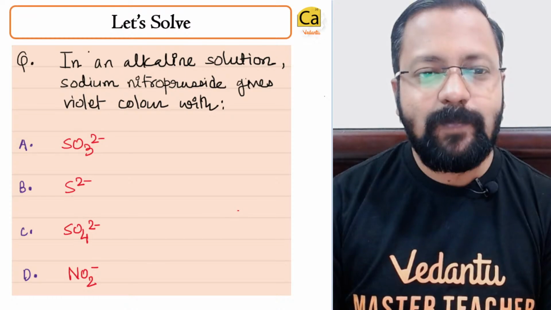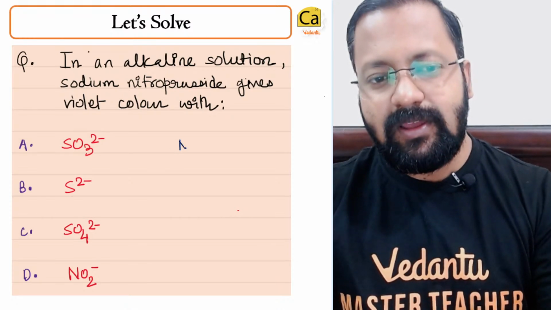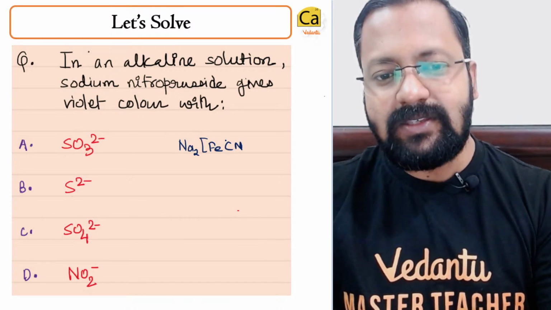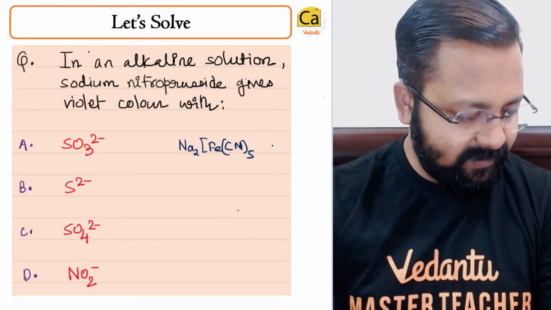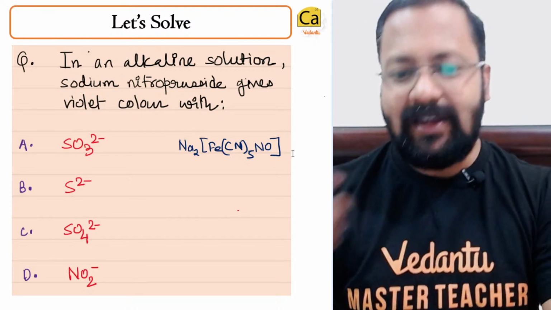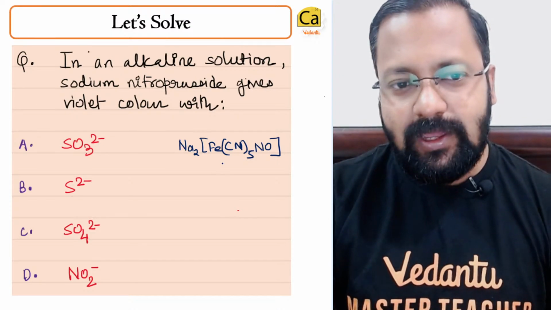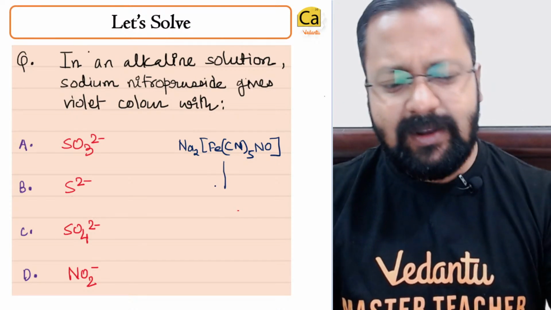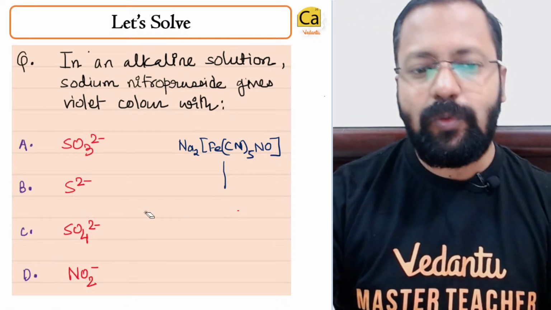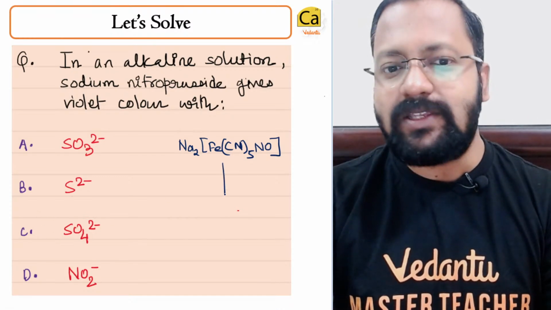The sodium nitroprusside is Na2[Fe(CN)5NO], and this undergoes reaction with which of these anions to give a violet color. अब violet बोल सकते हो या purple बोल सकते हो. So between violet and purple, which violet or purple colored species is obtained?